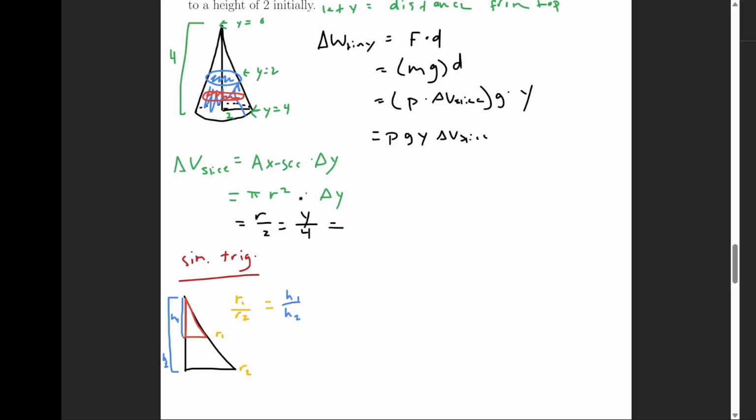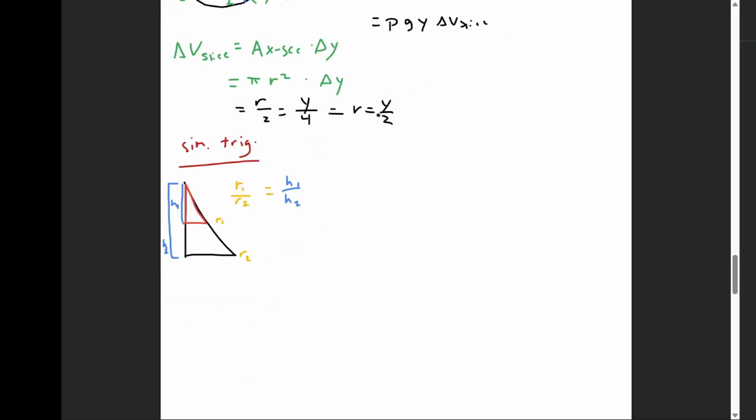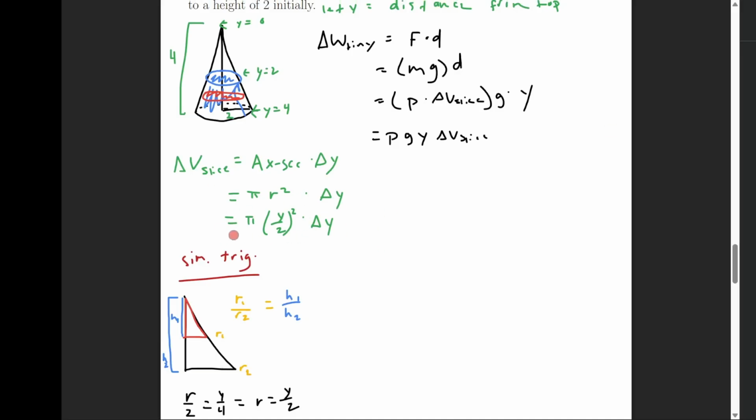If we solve for r, multiplying by 2, r equals y over 2. Now we have our r. I'm going to rewrite it here: r equals y over 2. I'm going to erase this. So now our thing is y over 2 squared times delta y, and this equation is equal to the delta volume per slice. Now we can plug it back in.